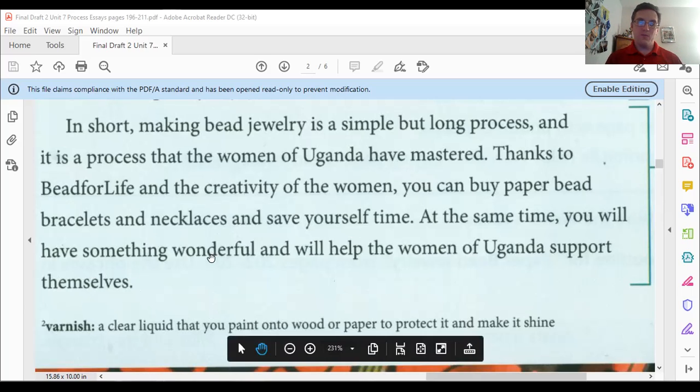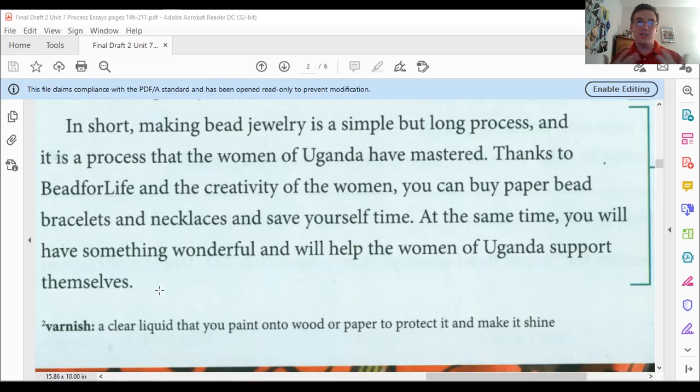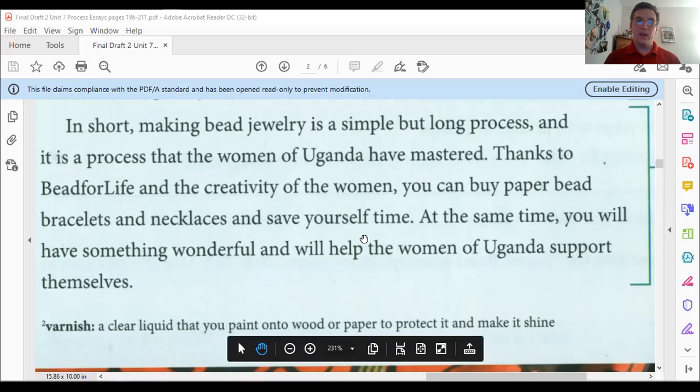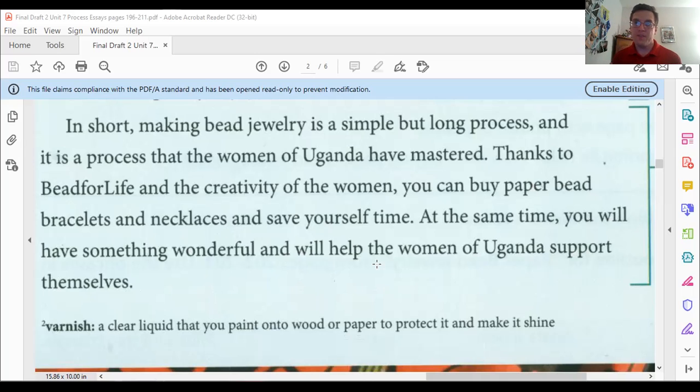You will have something wonderful and will help the women of Uganda support themselves. So our last sentence is usually some kind of prediction. It may be a recommendation, a suggestion, some advice. Here they're making you see they have the word will. You will have something wonderful and you will help the women of Uganda. That word will suggests we're making a prediction here. So the final thought is always some kind of prediction or recommendation.